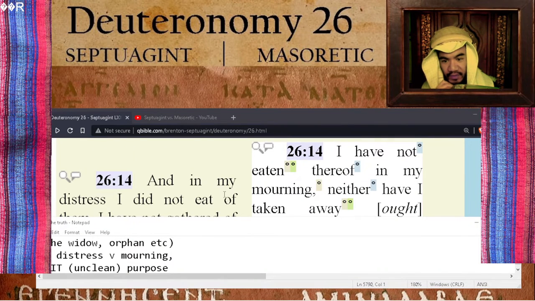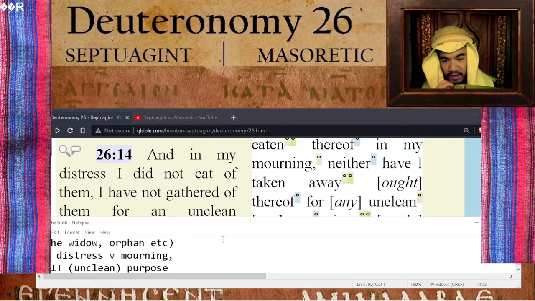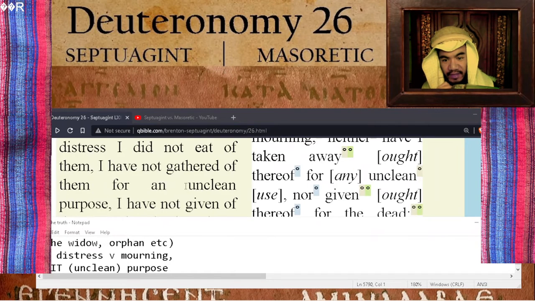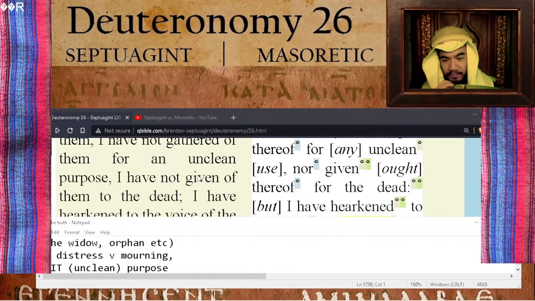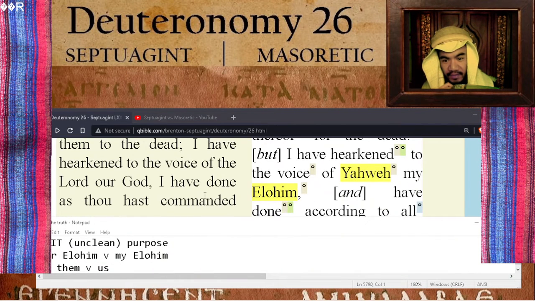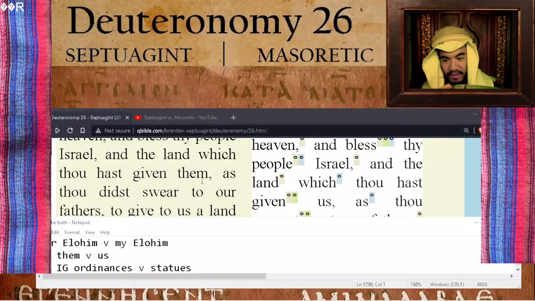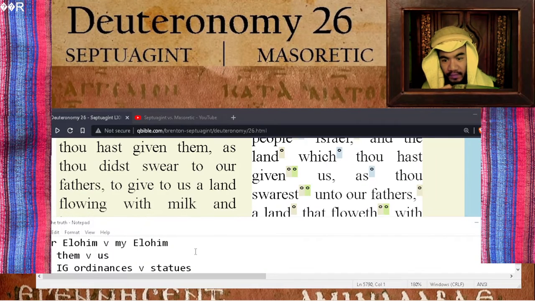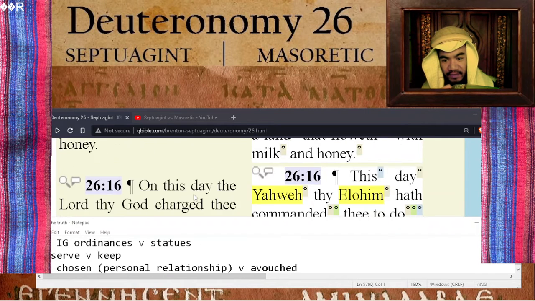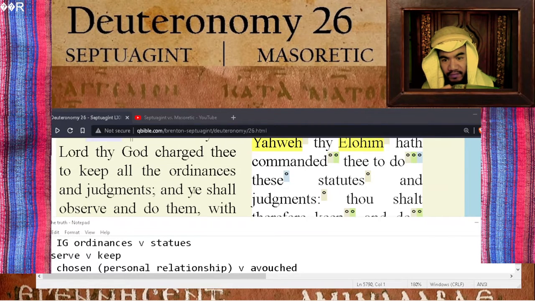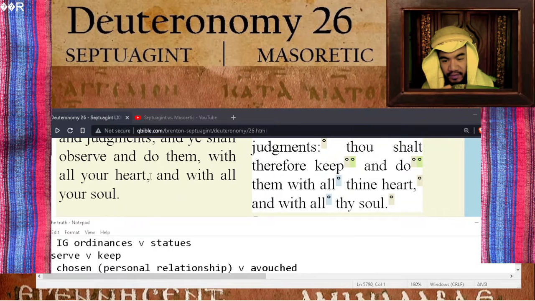Okay, verse 14, distress versus mourning. There's an omission of unclean purpose. And it says here again, our Elohim versus my Elohim. And then in verse 15, you have given them versus us. Verse 16, we have the word observe, or observe and do them versus keep.